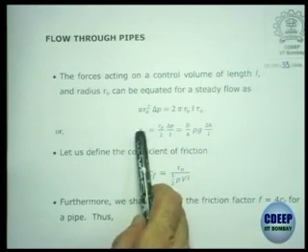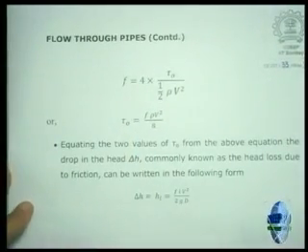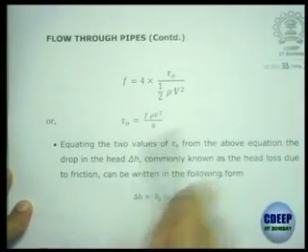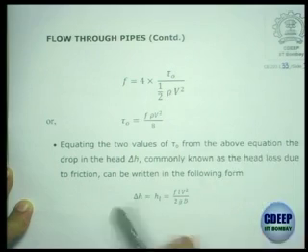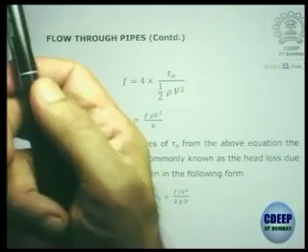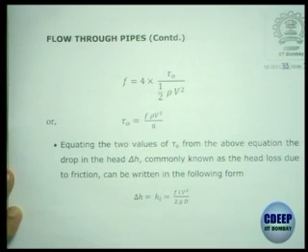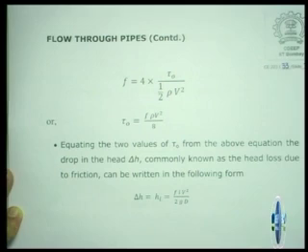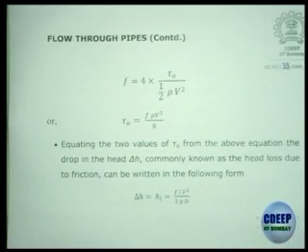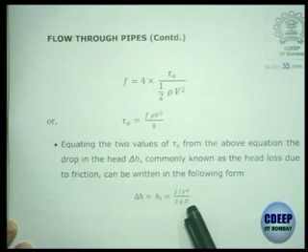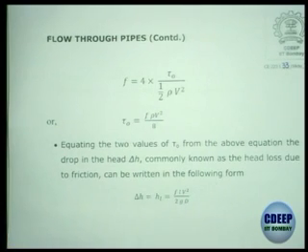So this tau 0 I can always equate with that tau 0. And if I equate the two values of tau 0, it is a very simple thing. You cancel out terms, and you will get delta H equal to F into L V square by 2 G D. And this is a very important formula for all your pipe flow problems. This you can't afford to forget.